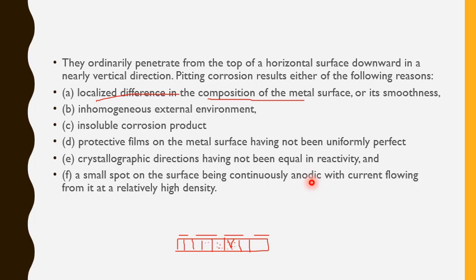So at that anodic part, for example, this point is anodic, so the anodic point will be more easily oxidized, and here the pit will be formed because the metal is more corroded from here, it is more oxidized from here.